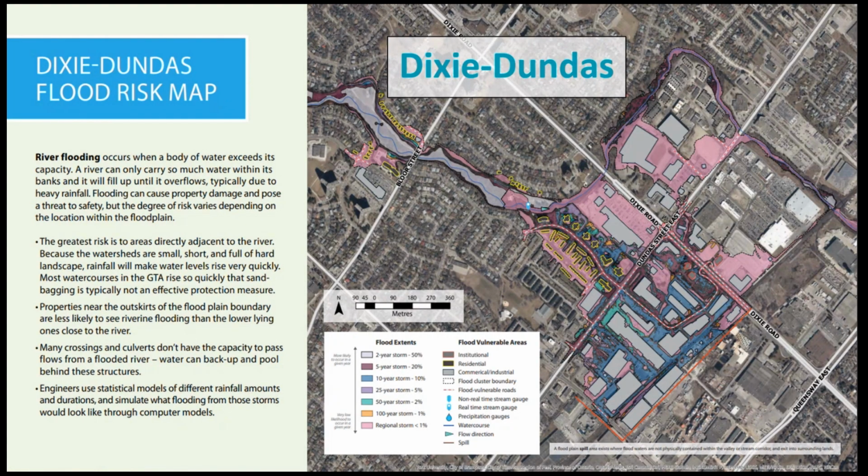Finally, we have Dixie Dundas's flood risk map. The Dixie Dundas Flood Vulnerable Cluster is located near the intersection of Dixie Road and Dundas Street East in the city of Mississauga, and is also designated special policy area. Located on Little Etobicoke Creek, the Dixie Dundas Flood Vulnerable Cluster lies near the intersection of Dixie Road and Dundas Street East in the city of Mississauga.